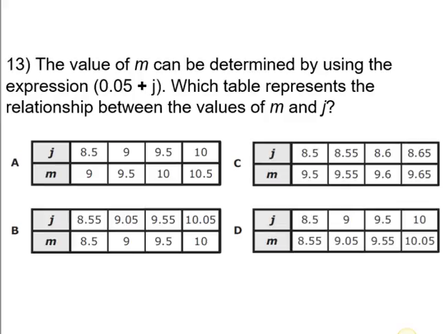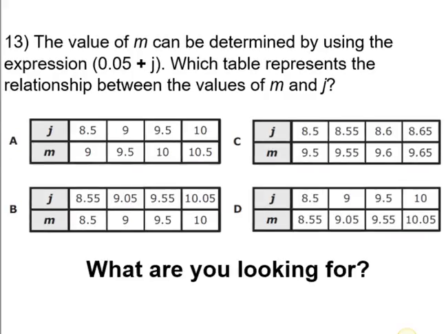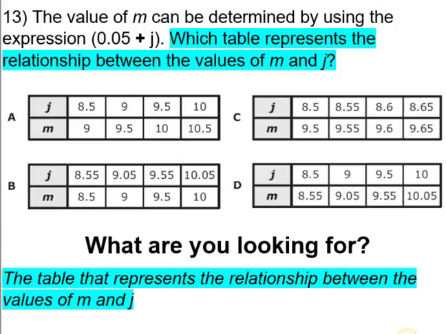Let's look at D. When J is equal to 8.5, M is equal to 8.55. When J is equal to 9, M is equal to 9.05. When J is equal to 9.5, M is equal to 9.55. And when J is equal to 10, M is equal to 10.05. What are we looking for? We are looking for the table that represents the relationship between the values of M and J.